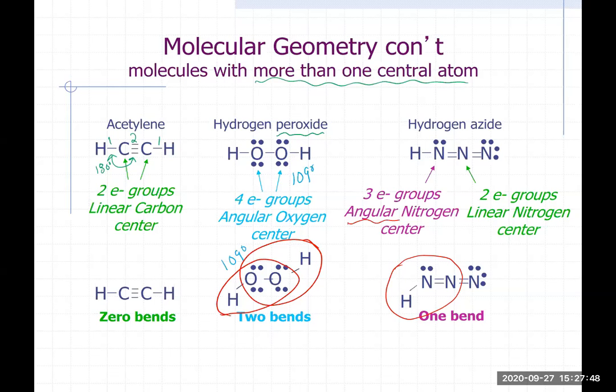And if we look at the central nitrogen that's to the right, the one with the green arrow pointing at it, it has a double bond on each side of it. So it has 2 electron groups, meaning that this is going to be a 180-degree bond angle, and that is linear.